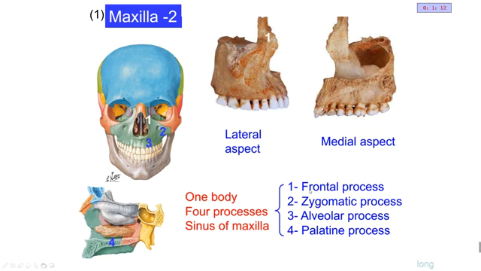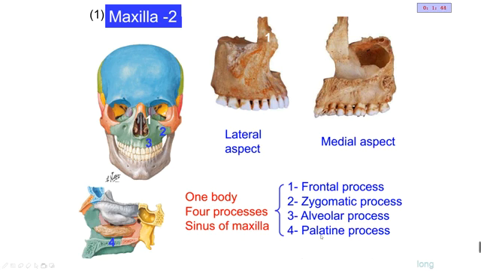The first one is the frontal process. The frontal process goes upwards and connects with the frontal bone. You see this part. The second one is the zygomatic process. It goes laterally and connects with the zygomatic bone. The third one is the alveolar process. The alveolar process goes downwards, this border, and connects with the upper teeth.